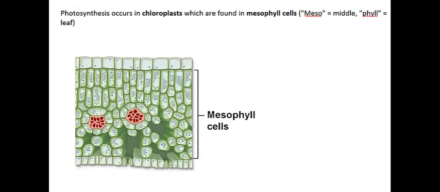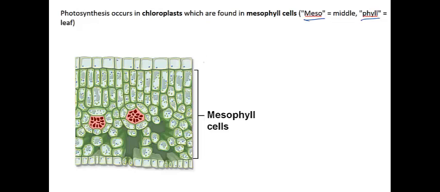The chloroplast organelles are located in mesophyll cells. The mesophyll cells are found in the middle of the leaf, between the top side and the underside of the leaf. The name mesophyll is derived from the cell's location. So meso means middle, while phyll means leaf. So the mesophyll is referring to the middle leaf.